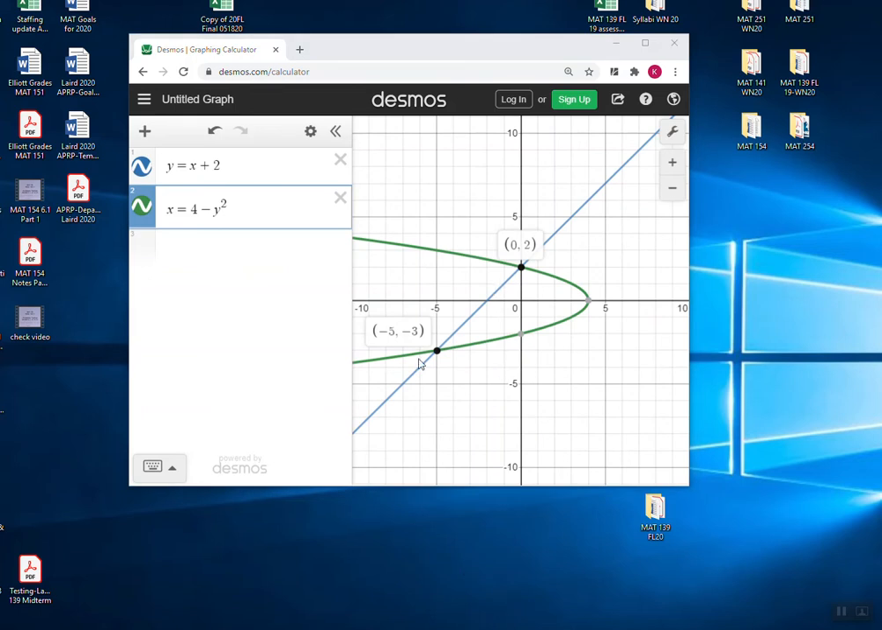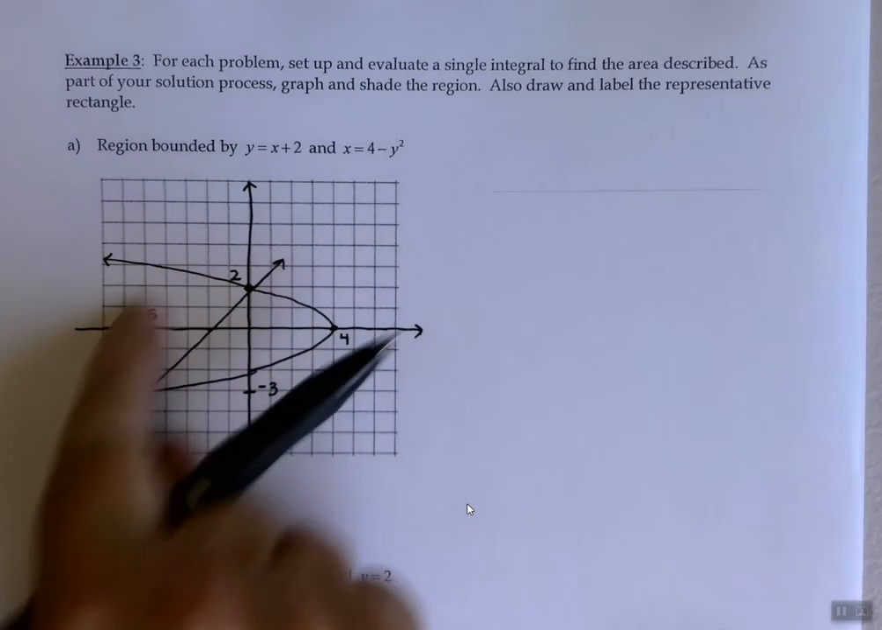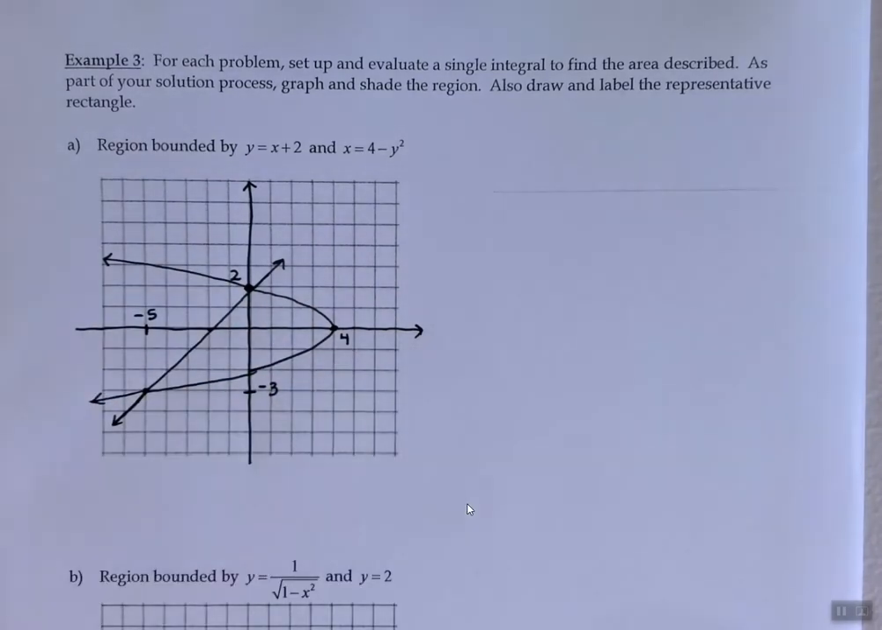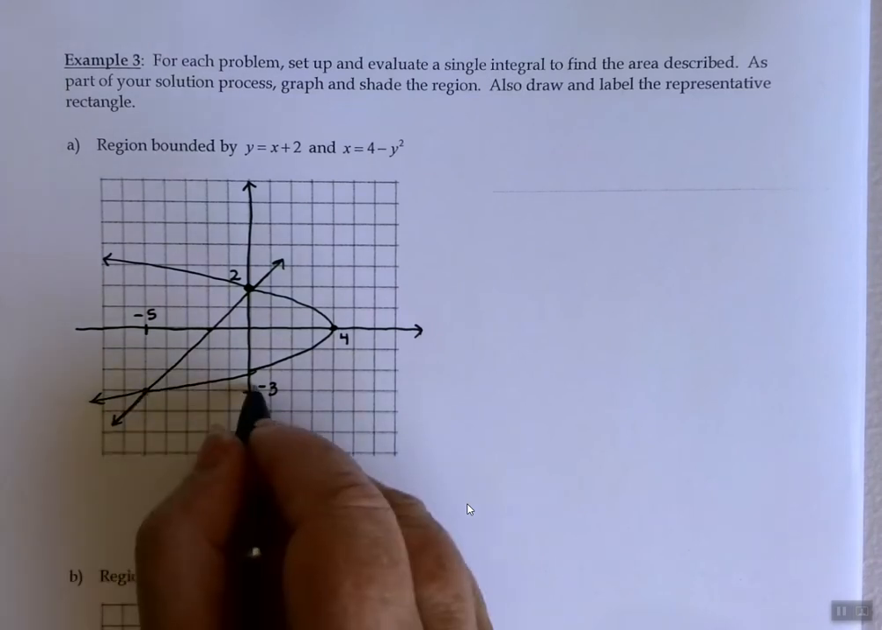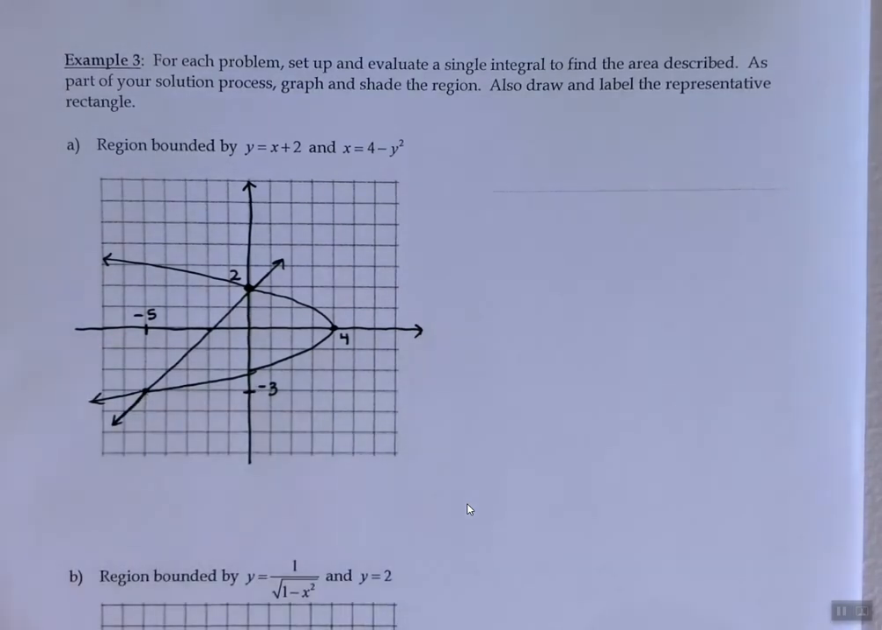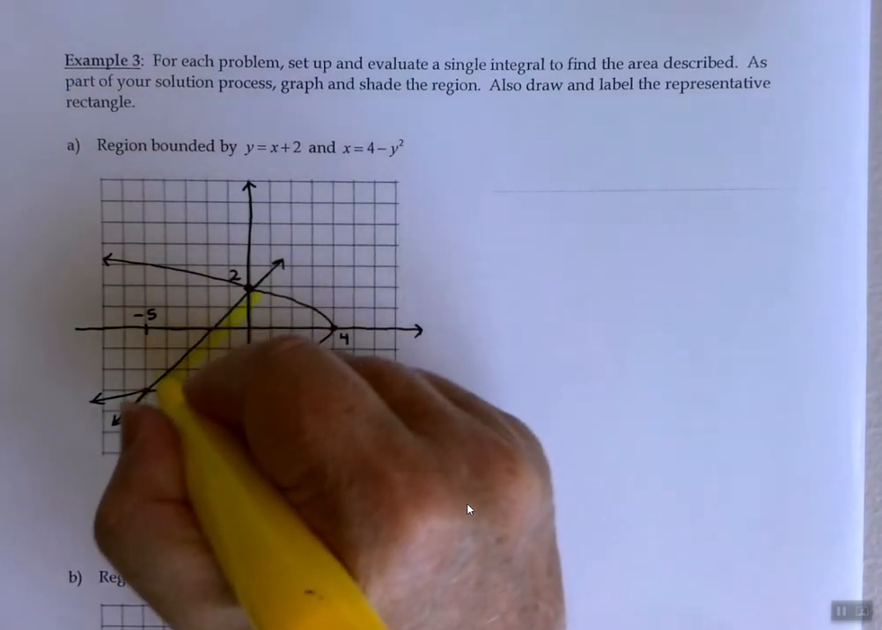All right, so there's my graph, and I'm going to go back to our paper. I've actually just sketched the same graphs that I just saw on here with those intersection points. There's that 0, 2, and this one was at -5, -3. And this is the region whose area I'm trying to find.